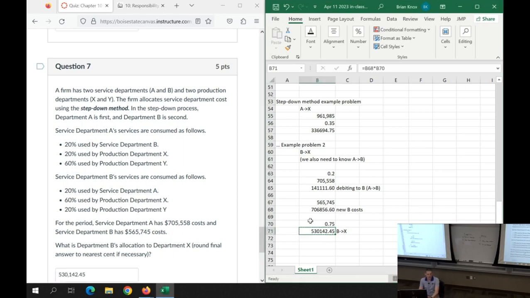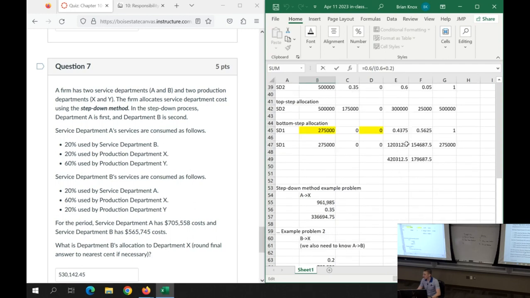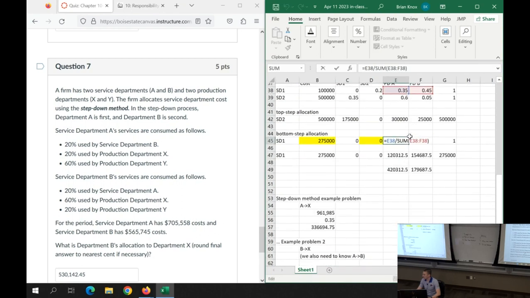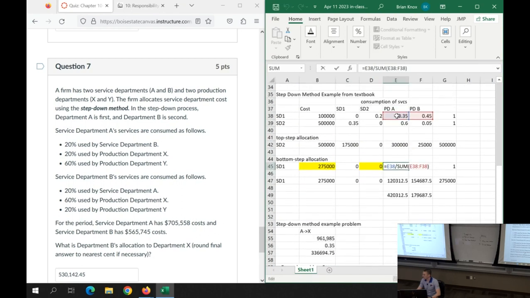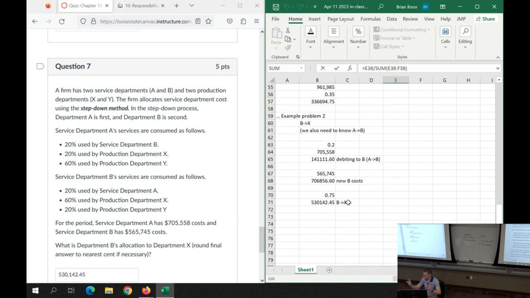All right, what cells do you want to see again? I hard-coded it in. I didn't have cells to reference. It's the same thing as we're doing right here. The percent that we're talking about of the particular department we're allocating to over the sum of the two production departments, which are the only ones that count at that point because it's the bottom step.